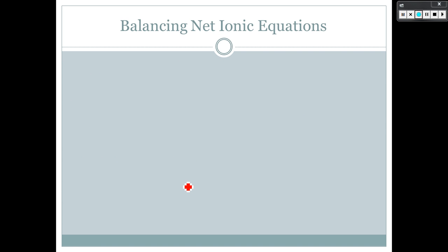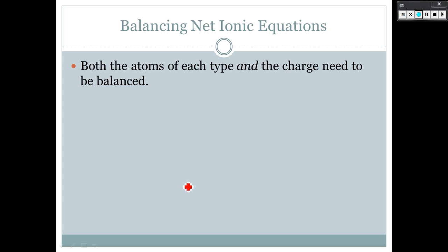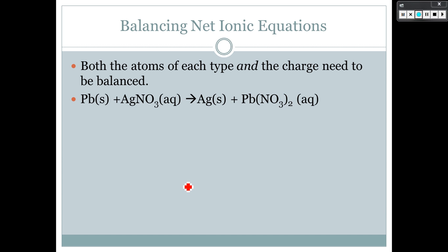All right, let's now look at how you would balance the net ionic equations. It's pretty similar to how you would balance any regular equation with one minor difference, and so I'll show you what that is. So when we balance net ionic equations, the atoms of each type need to be balanced, which is what we've been doing, and the charge needs to be balanced. So you need to have the same charge on the reactant side as on the product side. So let me show you an example of that.